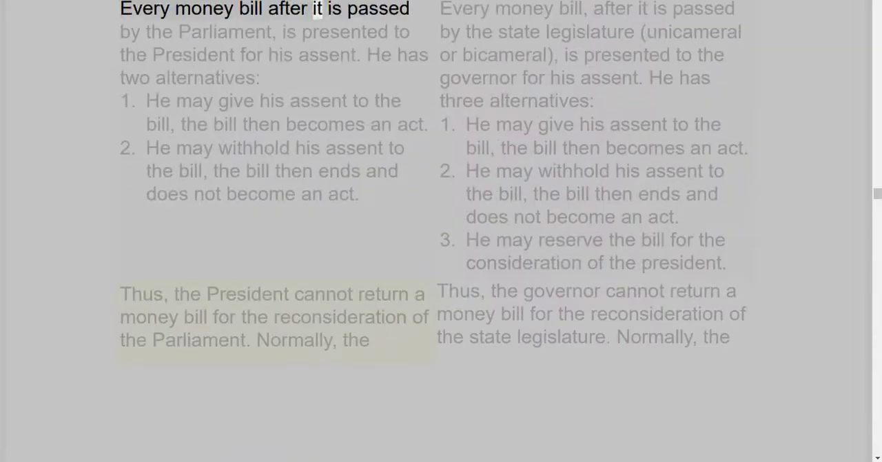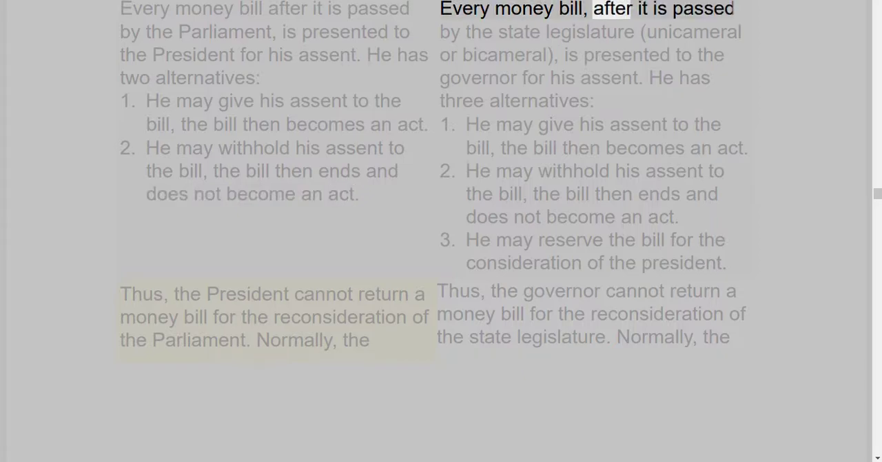Every money bill, after it is passed by the Parliament, is presented to the President for his assent. He has two alternatives. 1. He may give his assent to the bill, then it becomes an act. 2. He may withhold his assent to the bill, then it ends and does not become an act.